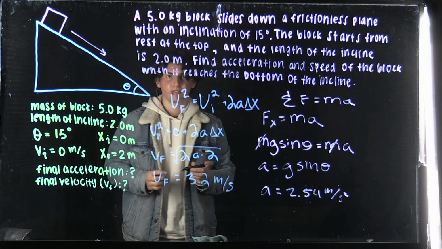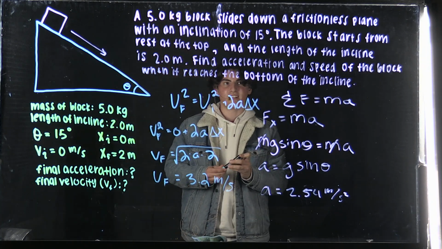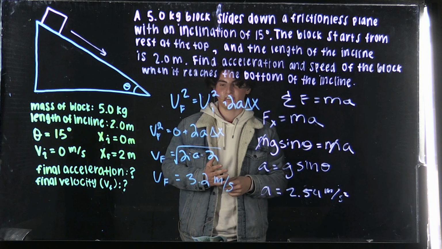And so that's how we can solve for a block sliding down a frictionless incline at an inclination of 15 degrees.